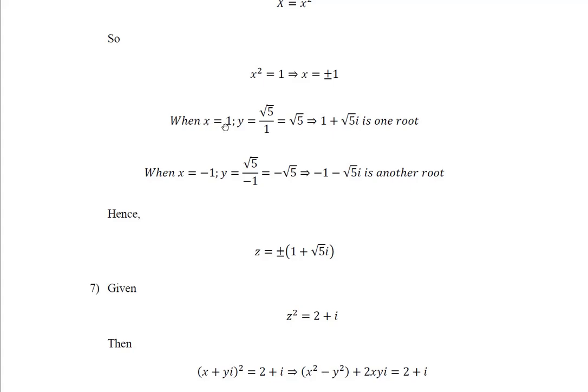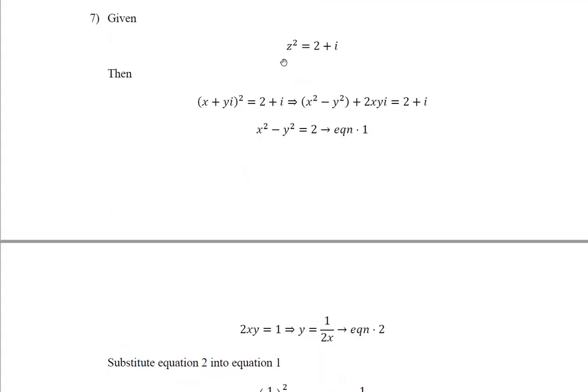When x is equivalent to 1, y would be equivalent to root 5, which means the first root is 1 plus root 5i. When x is equivalent to minus 1, it means that y is negative root 5, which implies that negative 1 minus root 5i is the other root. Hence, the roots of the quadratic equation are z equal to plus or minus 1 plus root 5i.